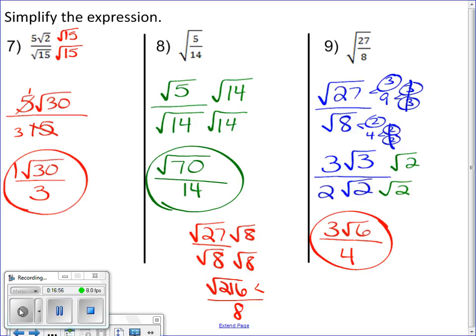Is it wrong? No. So if I do a factor tree, that's 2 and 108, 2 and 54, 2 and 27, 3 and 9, 3 and 3.